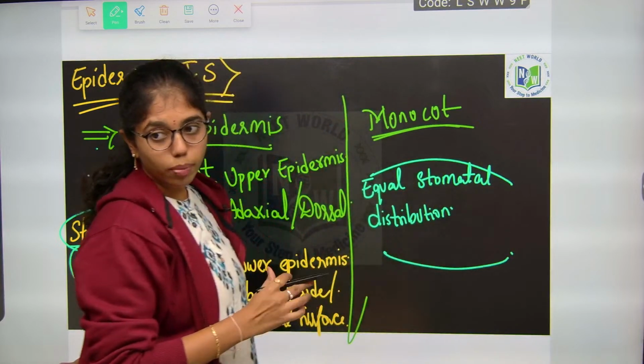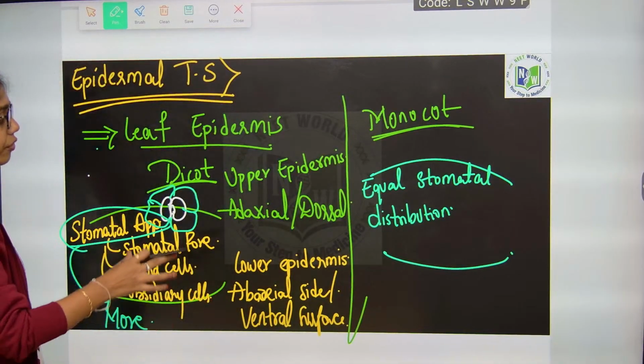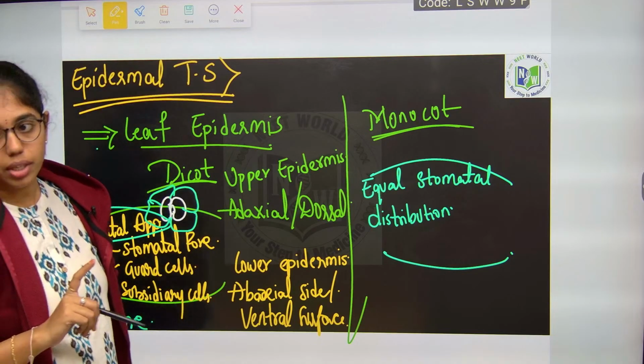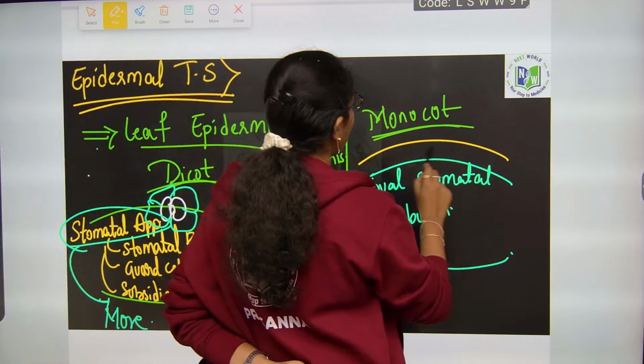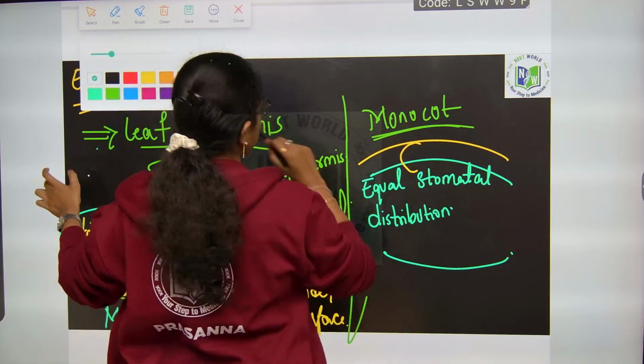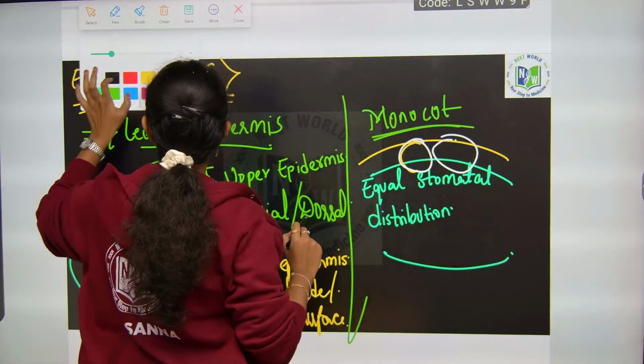Fine. So, stomatal apparatus are equally distributed on both the surfaces. Apart from the stomatal apparatus, there is one more epidermal structure that you can see. Those are called bulliform cells. What are they? Bulliform cells, how can you describe bulliform cells?